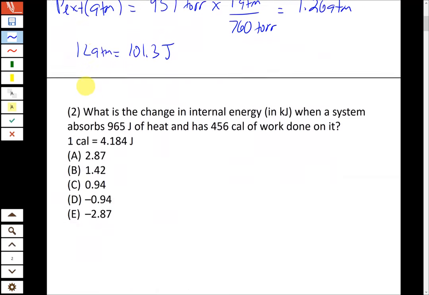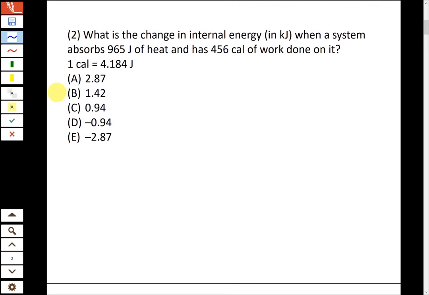All right, on to the next one then. In number 2 here, we're talking about what is the change in internal energy in kilojoules when a system absorbs 965 joules of heat and has 456 calories of work done on it. 1 calorie is 4.184 joules.